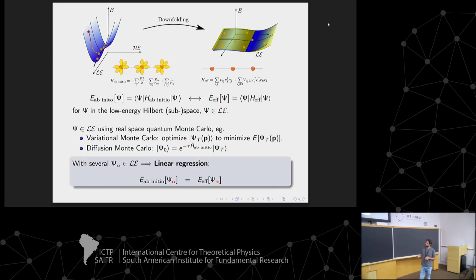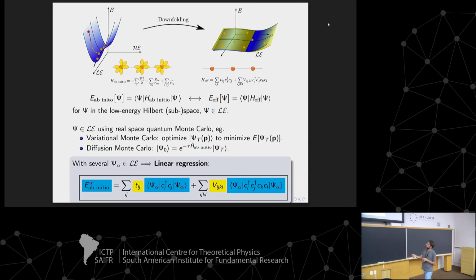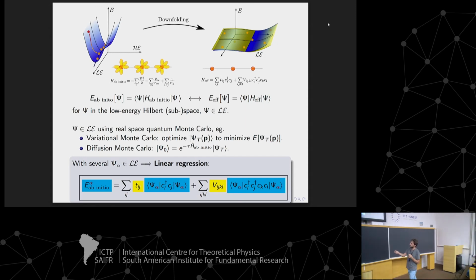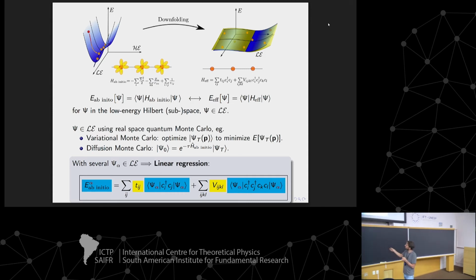Right, once we generate a few wave functions in this low energy space, we do a linear regression trying to match the ab initio functional and the effective functional, right? Basically, things in blue are things that we can calculate from these quantum Monte Carlo techniques: the total energy, the energy expectation value of that low energy wave function, and here the matrix elements of these one body and two body reduced density matrices. Okay, so these kinds of expectation values. And then to match one with the other, we just have to do a linear regression to determine these parameters of our model. That's the basic idea, okay?